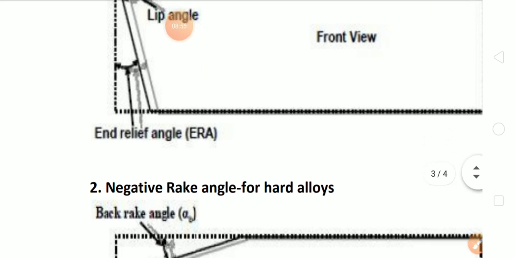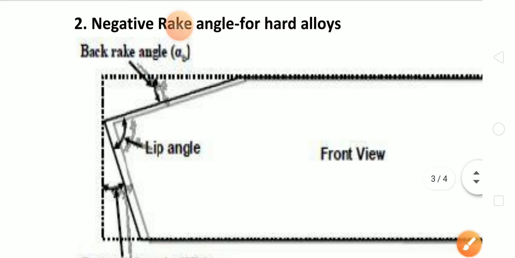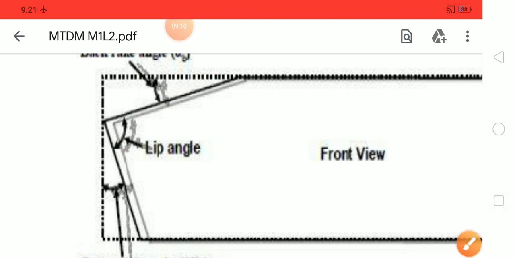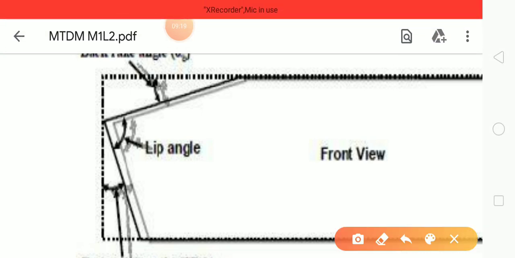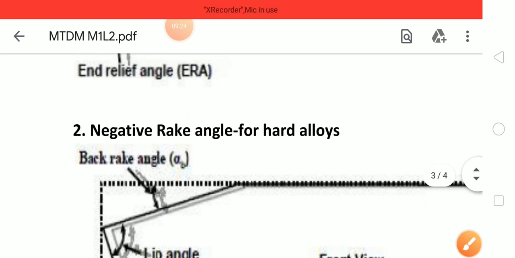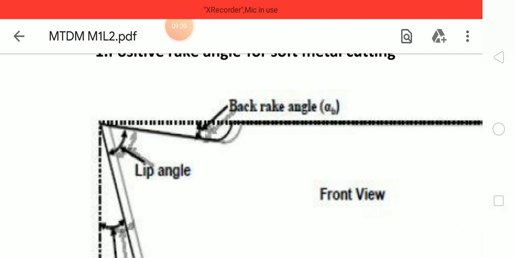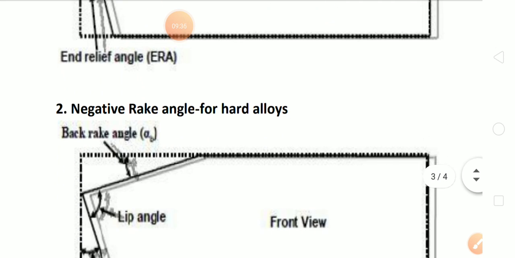The next one is the negative rake angle, and it is for hard alloys. Basically, hard alloys and hard metals are machined with a negative rake angle. See the difference: here it is almost a perpendicular point it is making. So a lot of strength can be given to the hard metal alloys by using this one. It is a very strong edge, whereas in the first one, the positive rake angle, it is a soft edge. It can be easily broken from here. So that is the positive rake angle for soft metal cutting and the negative rake angle for hard alloys.